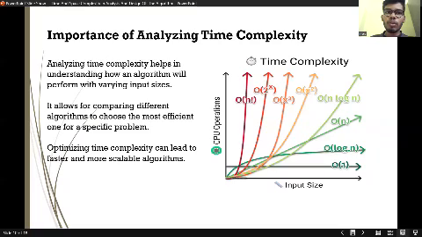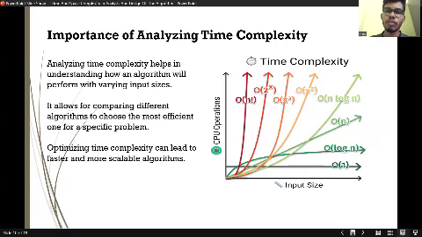Next, the importance of analyzing the time complexity. Analyzing the time complexity helps in understanding how an algorithm will perform with varying input sizes. It forms the basis of the analysis of the algorithm with respect to the complexities.